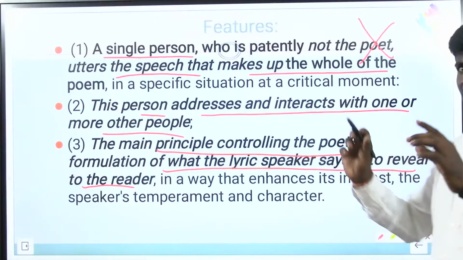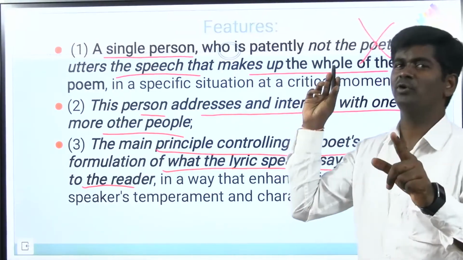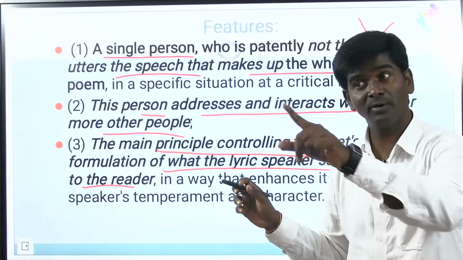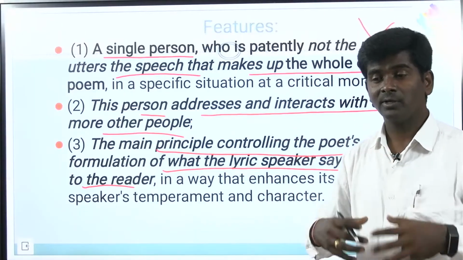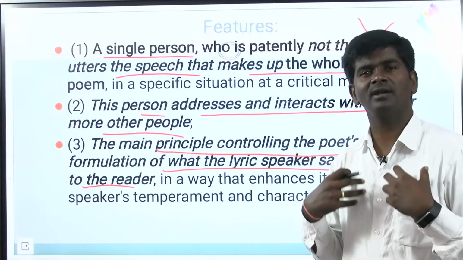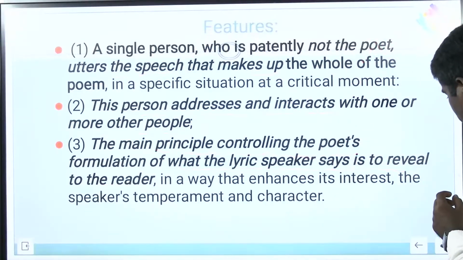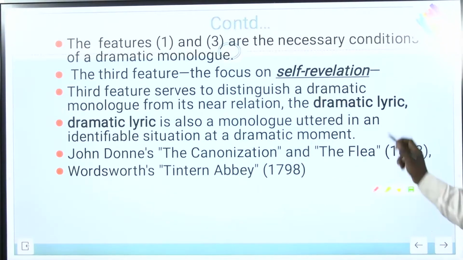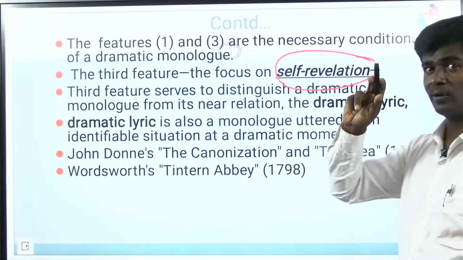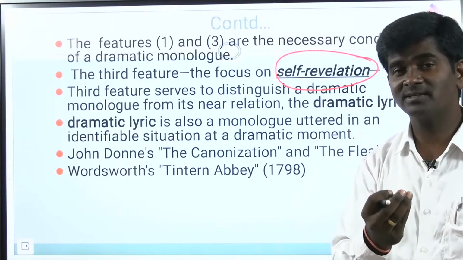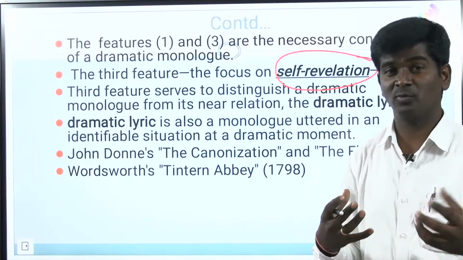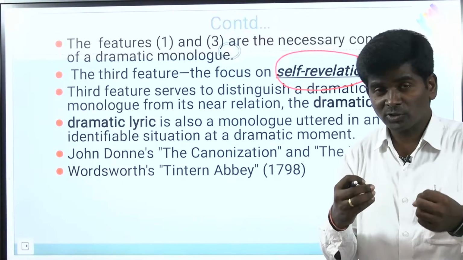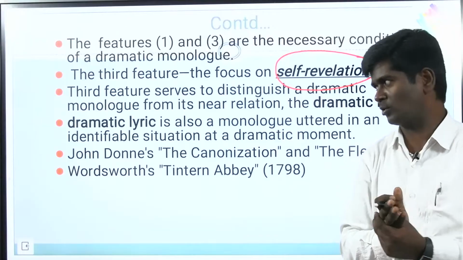Okay, next. So only one speaker speaks. This speaker is not going to be the poet, and this speaker interacts with one or more other audience or people. They do not give any reply, and the main goal is self-revelation of the speaker. The speaker presents his own ideas. And see, this is very important, the third one. The main goal of dramatic monologue is to convey the speaker's self-revelation: what he thinks about, what he feels about, what his internal implied thoughts are about someone or something. The process of conveying this is the major goal of dramatic monologue.